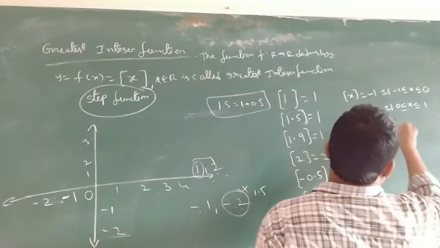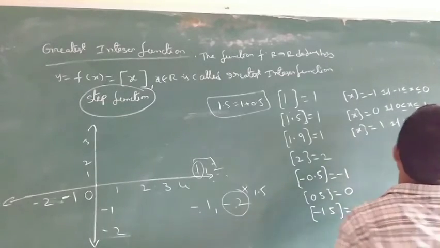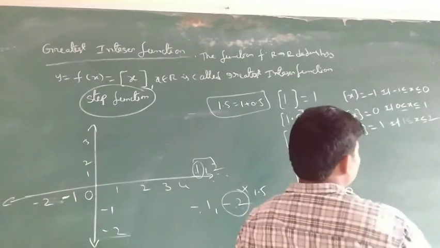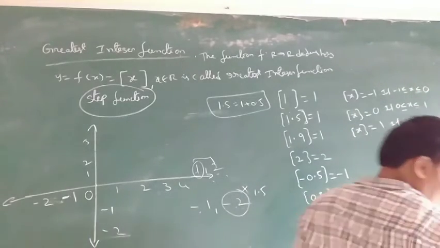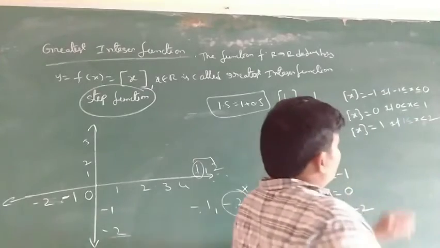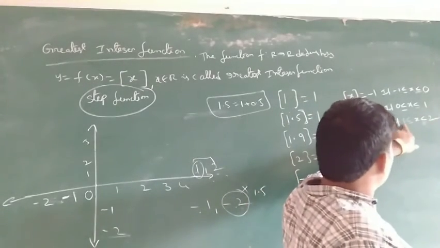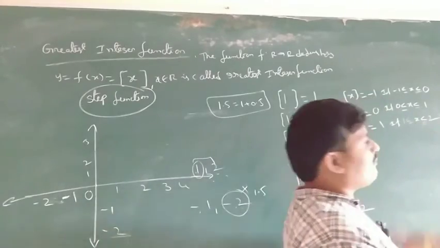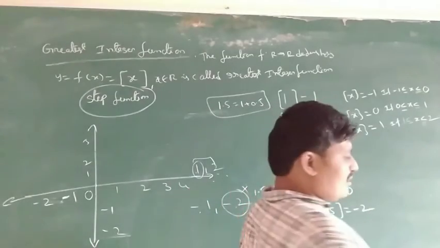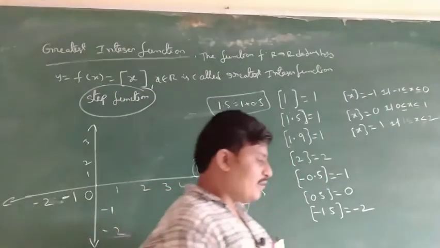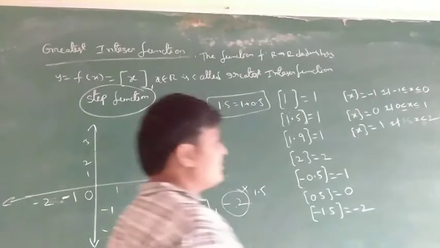Step x is equal to 1 if 1 is less than or equal to x, less than 2, x less than 2, not less than or equal to. Up to 1, step of 1, step of 1.1, step of 1.2, the value is 1. This is the explanation. See your textbook page number 42, all the explanation is there.